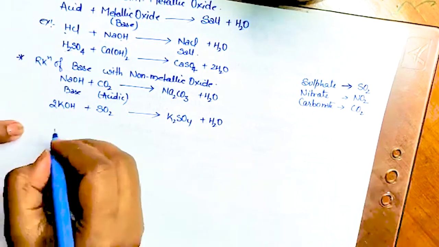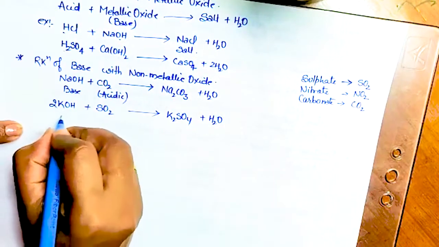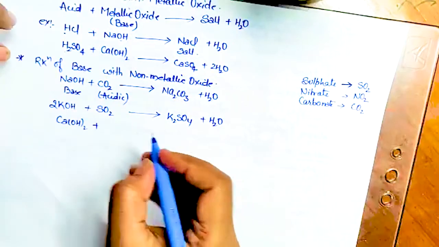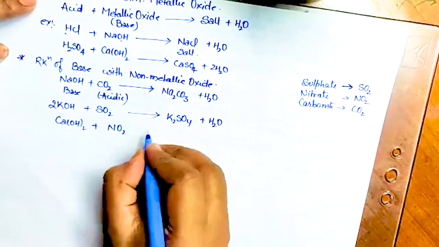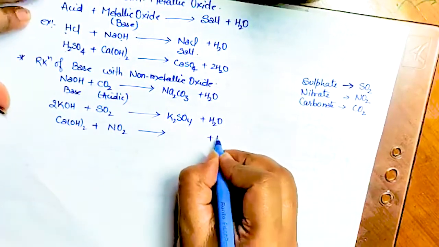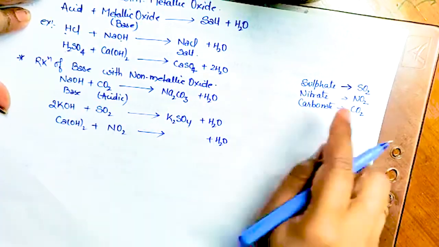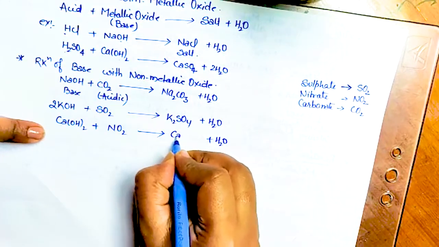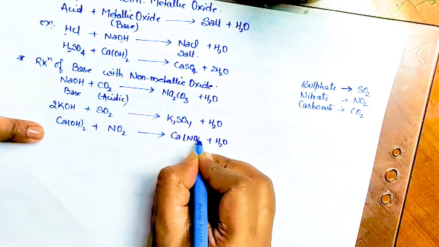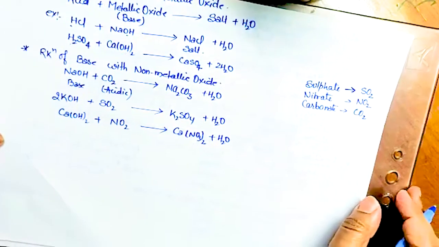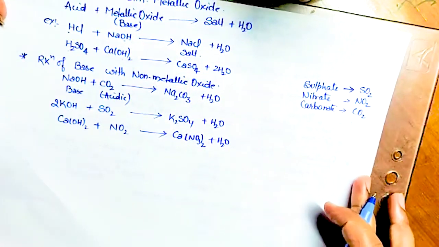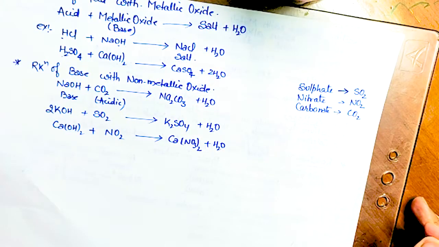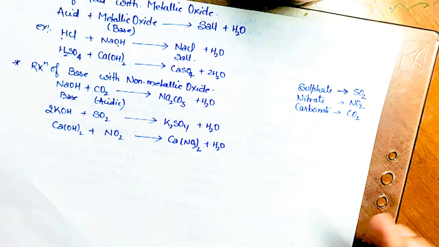So next, suppose any other base like Ca(OH)2 if I am taking, and another you can take, nitrogen dioxide, NO2. So what will be on the product side? Water it will be, and if nitrogen dioxide is there, then nitrate will be there. So nitrate is NO3 minus. So the formula will be Ca(NO3)2. Any doubt in this? Hope it is clear. Yes. Now let us perform activity 2.7. Okay.